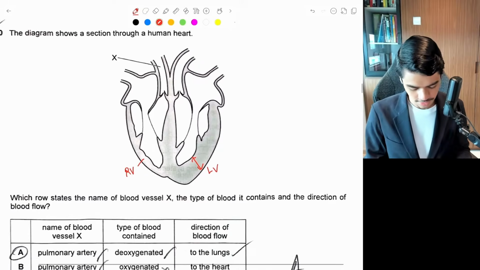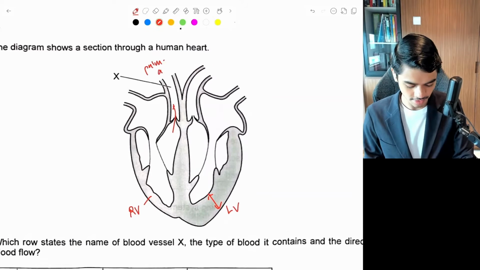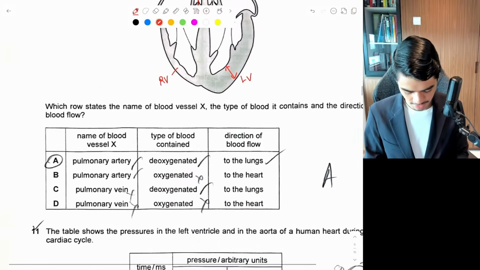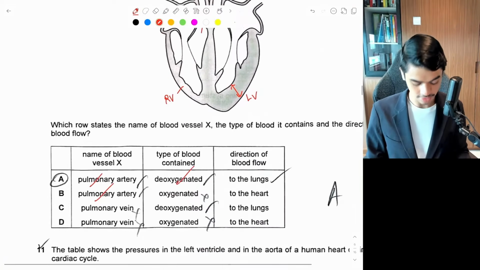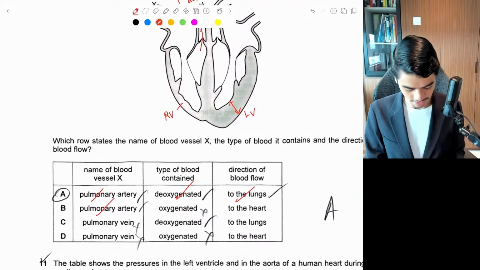Okay, so if this is pumping to the lungs, when the blood goes out here to the lungs, this is called a pulmonary artery. Okay, so let's look at the name. Yes, pulmonary artery. Type of blood content is deoxygenated because it's going to the lungs to refill with oxygen. And the direction is to the lungs, so A is correct answer.